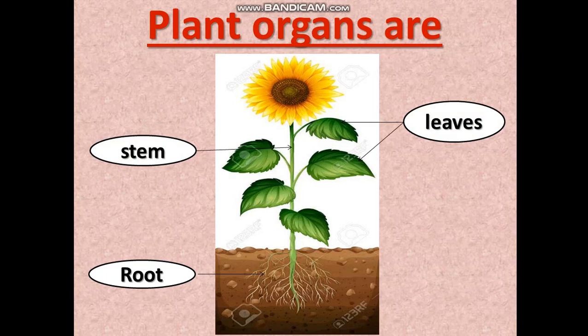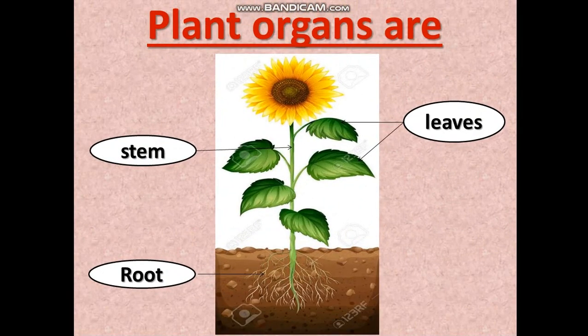So who can tell me the difference between the systems in humans and in plants? Great. In humans, we have many systems like respiratory and digestive, but in plants, we have the shoot system and root system. And what's the difference between organs in plants and humans? In plants, we have root, stem, and leaves. And in humans, we have liver, stomach, lungs, and so on.